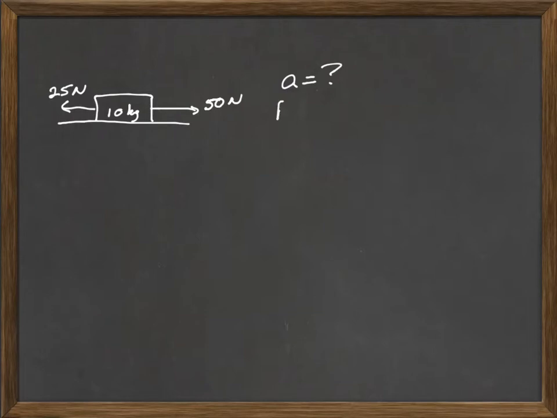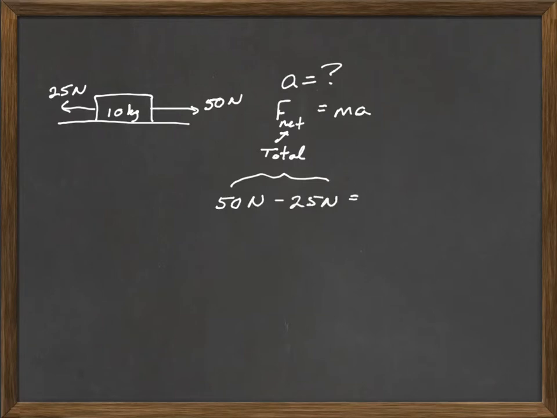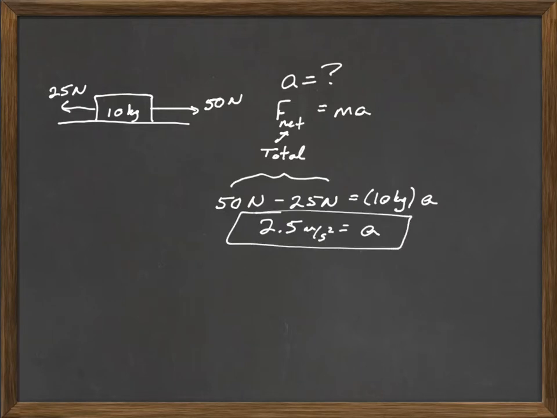Using Newton's second law, we've got net force equals mass times acceleration. Remember, net means total. So on the left side, what we want to do is total up all of our forces. We've got 50 newtons minus 25 newtons equals the mass, which is 10 kilograms, times the acceleration. When we work this out, we find the acceleration is going to be 2.5 meters per second squared. It's nothing too difficult, nothing you can't do mathematically, but the setup is different.